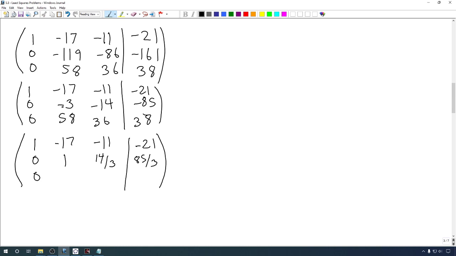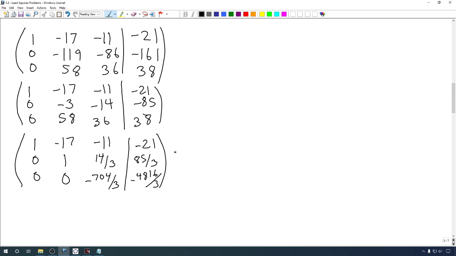And then we can use this new row, multiply by 58, and subtract it from the last row. Make that a 0 there. That will leave us with some fairly big fractions here. This will be a negative 704 over 3. And this one's quite big, negative 4,816 over 3. So some big numbers there. But that kind of had to be true.